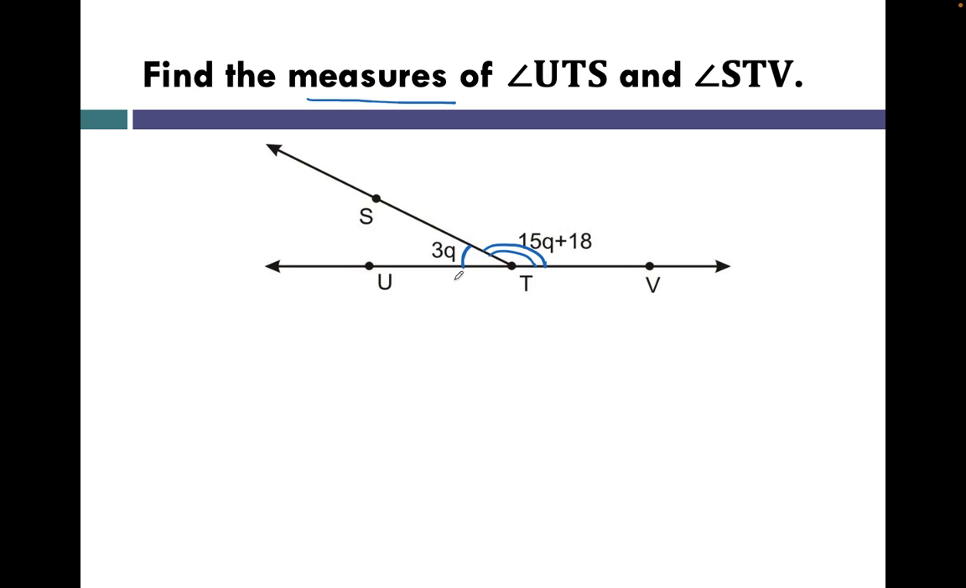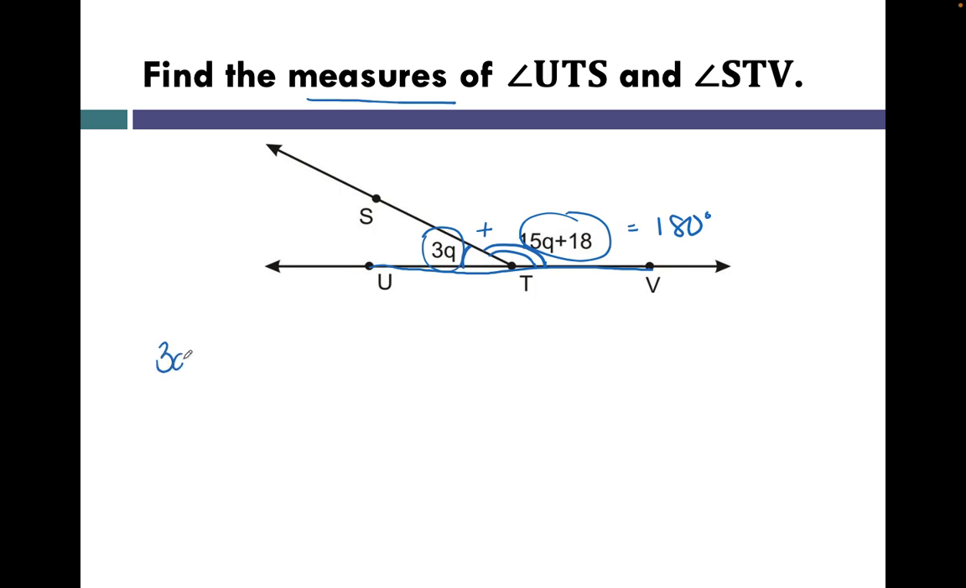However, just because two angles are next to each other isn't going to help us write an equation, because we need to know something about their angle measurements in order to write an equation. So yes, they are adjacent, but what do we know about their measurements? If they're not equal, what are they? Well, in this case, since we see that straight line across the bottom, UTV, we know that together, the 3Q and the 15Q plus 18, those two angles should add up to equal a straight line, which is 180 degrees.